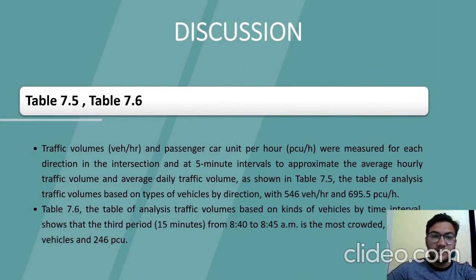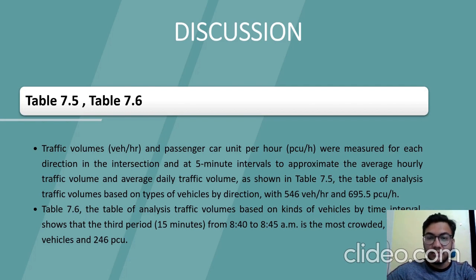Now, table 7.5 and table 7.6. As shown in 7.5, the table of analysis of traffic volume based on types of vehicle by direction, with 546 vehicles and 695.5 PCU traffic volumes, and passenger car units were measured for each direction in the 5-minute interval to approximate the average hourly traffic volume and average daily traffic volume.